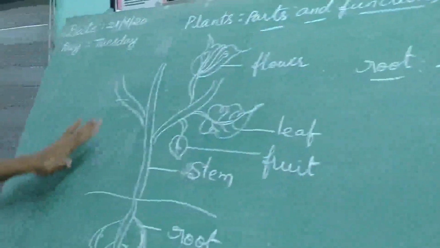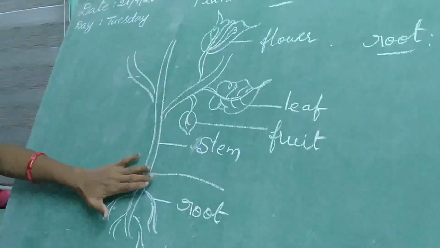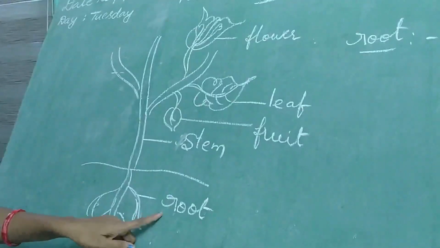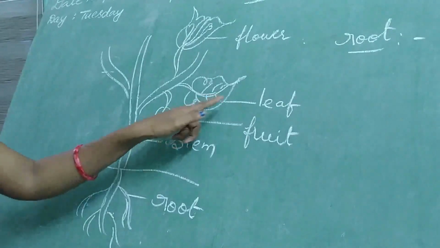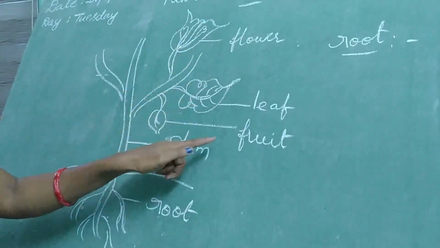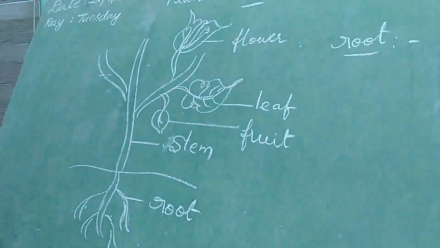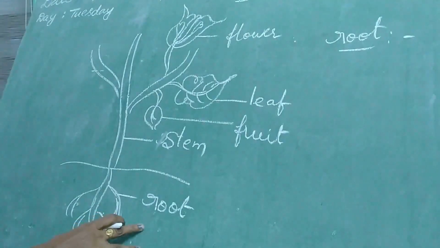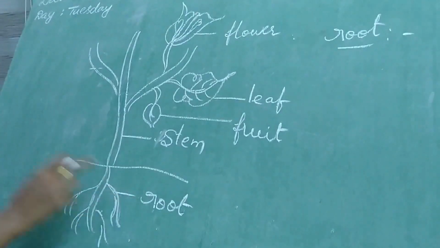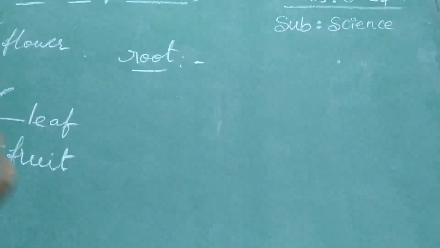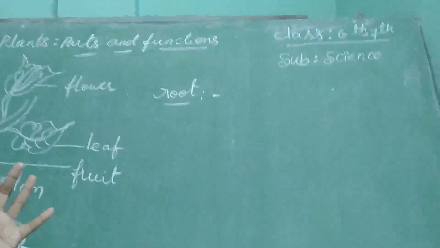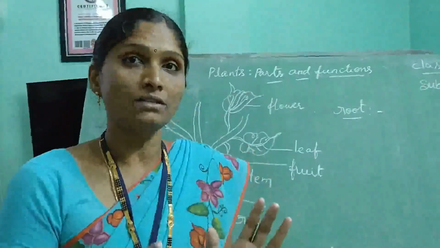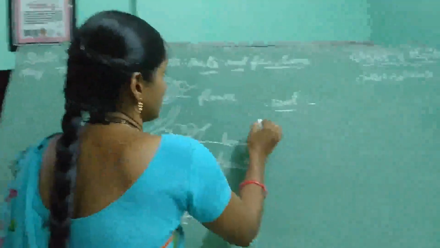This is the total structure of a plant. A total structure of plant consists of these parts. The first part is root, second part is stem, third part is leaf, fourth part is flower, fifth part is fruit. And I started the explanation about the parts. The first part is root. There are two different types of roots in plants. The first type of root is taproot system.